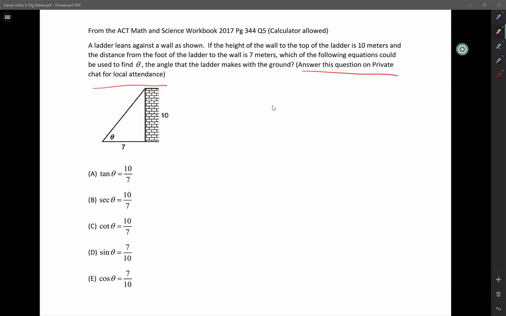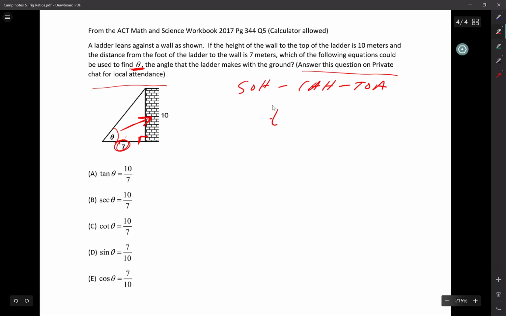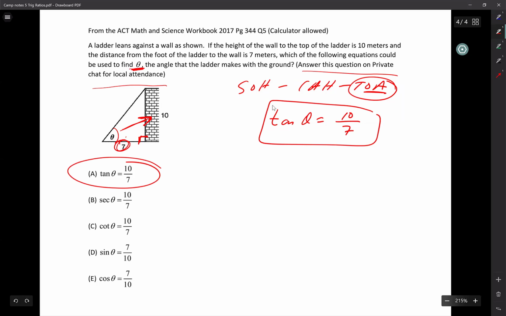All right, so they want me to write this as an equation. Which of the following equations could be used to find theta? And I know that we haven't talked about taking the inverse of something to find an angle. That's another topic. But they give you theta here, and with respect to theta, they give you that 10 and that 7. So I'm going to write SOHCAHTOA. With respect to theta, that is opposite, and the 7 is adjacent, because here's my right angle. So opposite over adjacent is tangent. So tangent of that angle equals 10 over 7. And there it is, so letter A. So the correct answer is letter A.